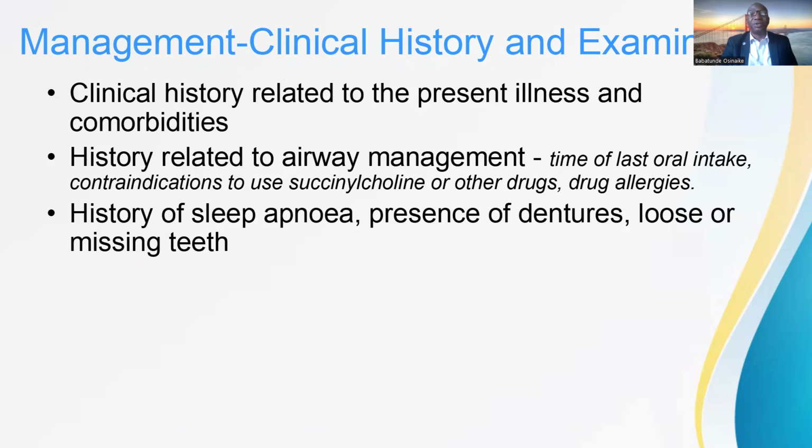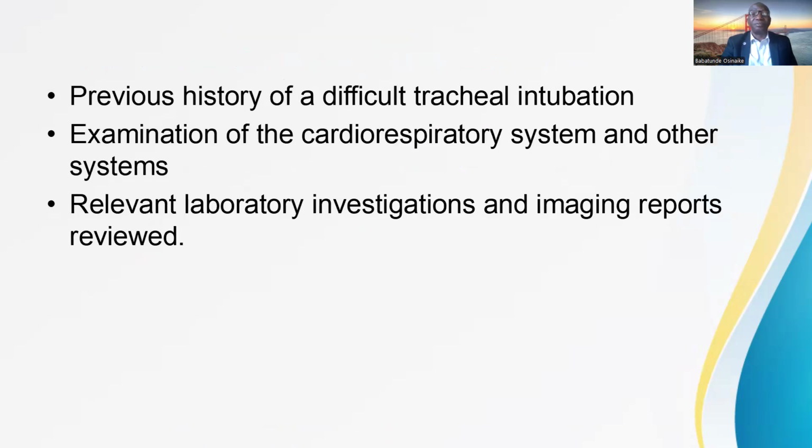So let's go on to management proper. This has to start with the history, just like in any other condition. You want to know the history related to the present illness and comorbidities, the history related to airway management, the time of last oral intake, contraindications to the use of succinylcholine and other drugs, allergies, and all sorts. You want to find out if there's any history of sleep apnea or dentures, just as you would when managing the patient in the theater. Previous history of difficult airway is also important. That means you have to review the case notes of this patient before you go ahead and approach the airway.